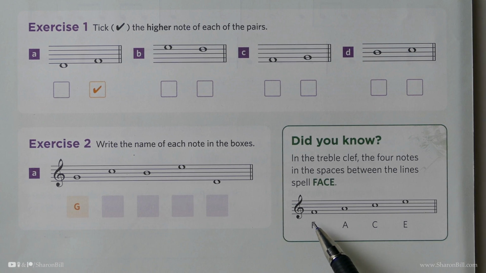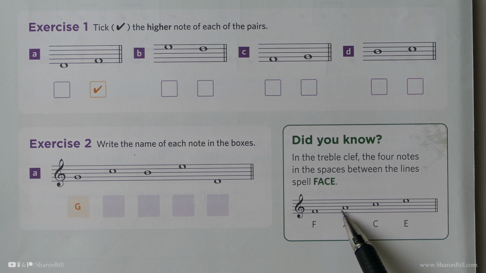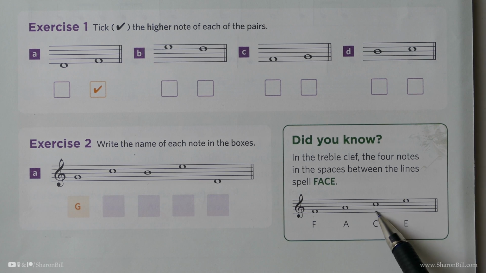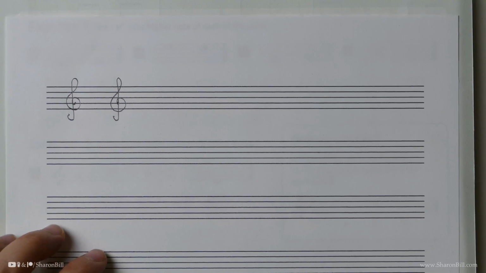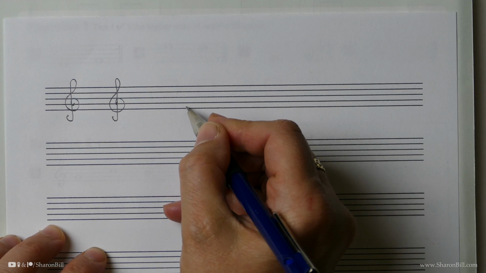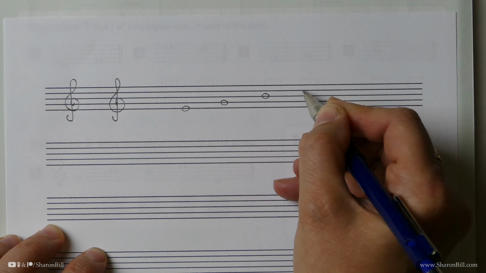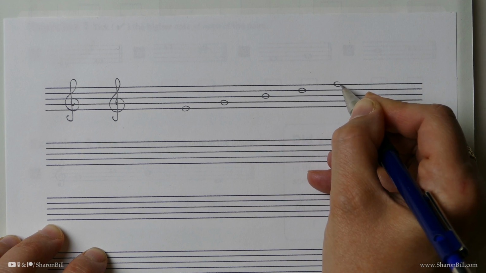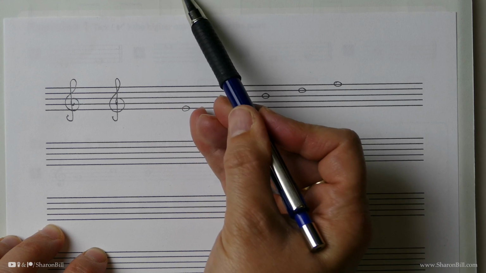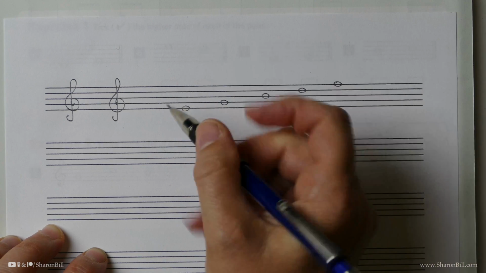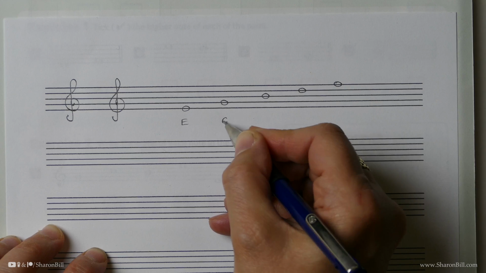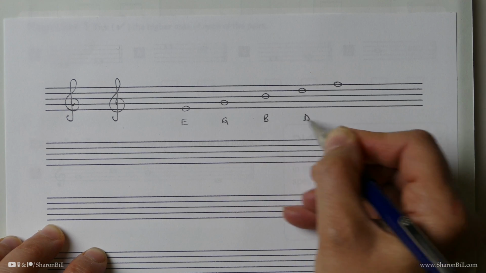The notes in the spaces spell FACE, F-A-C-E, so F, F-A, F-A-C, F-A-C-E. So that helps you to remember the spaces notes. And the line notes, if we look at those, so bottom line, second line, third line, fourth line, fifth line. They go E, G, B, D, F, E, G, B, D, F.